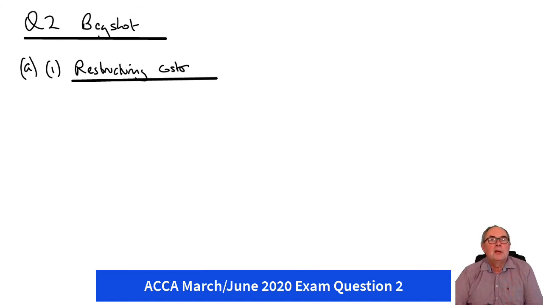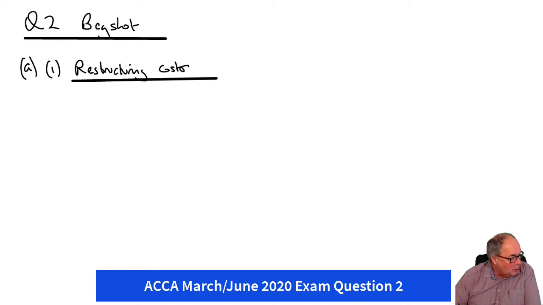So, knowledge-wise, of course, restructuring cost is associated with the accounting standard on provisions. Provisions is not a new standard for you in SBR. It's one that you've met before, isn't it, in financial reporting. So, technically, that's a very, very straightforward question. So, as always, get down the basic knowledge and then try and apply it to the scenario.